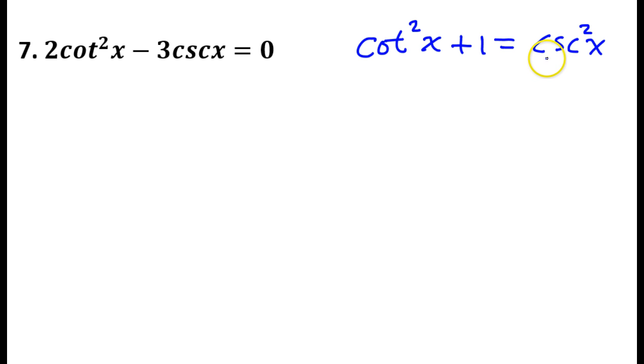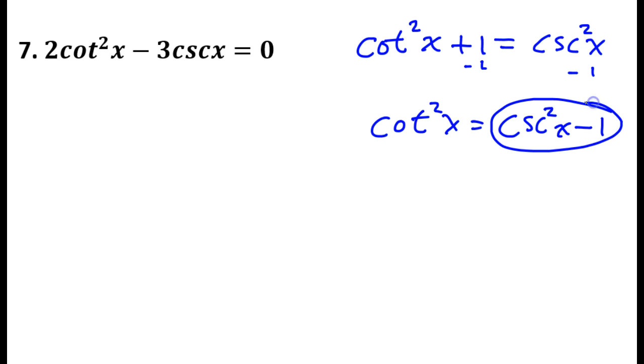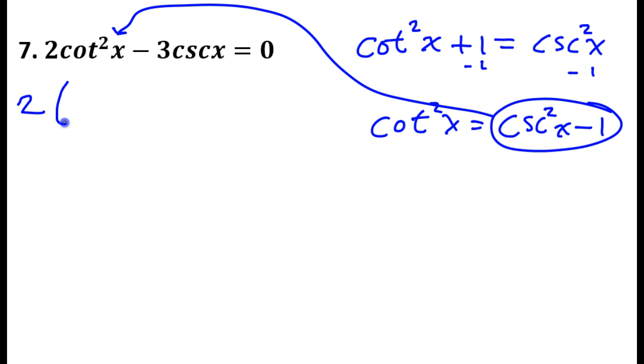So using this, let me get cotangent squared by itself. So I'm going to subtract 1 from both sides. So cotangent squared is equal to cosecant squared minus 1. So I could do this substitution. I could take cotangent squared and replace it with cosecant squared minus 1. So let's do that. So that'll give me 2 times cosecant squared x minus 1, like I said, and then minus 3 cosecant x is equal to 0.